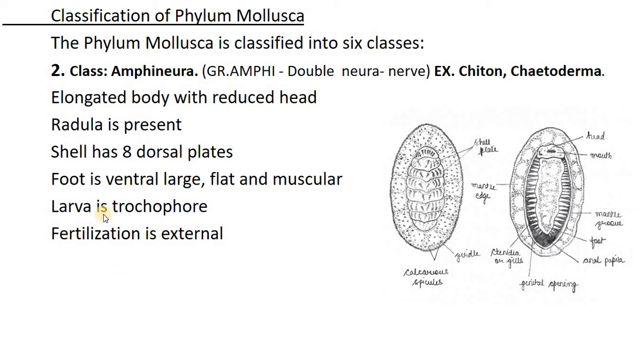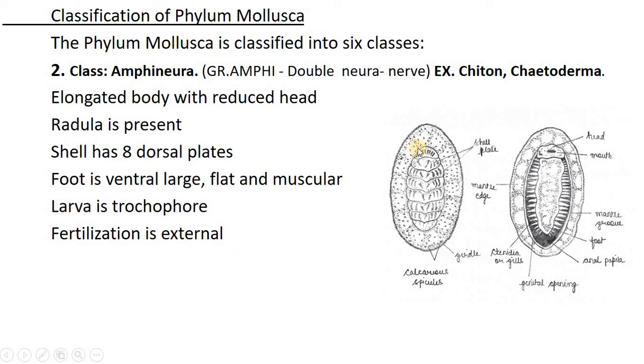Some of the characteristics of Amphineura are the elongated body with a reduced head. The radula is present. The shell has 8 dorsal plates, and these dorsal plates are overlapping. From anterior to posterior there are 8 overlapping dorsal plates. Next, the foot is ventral, large, flat and muscular. This foot helps in locomotion. The larva is a trochophore larva.